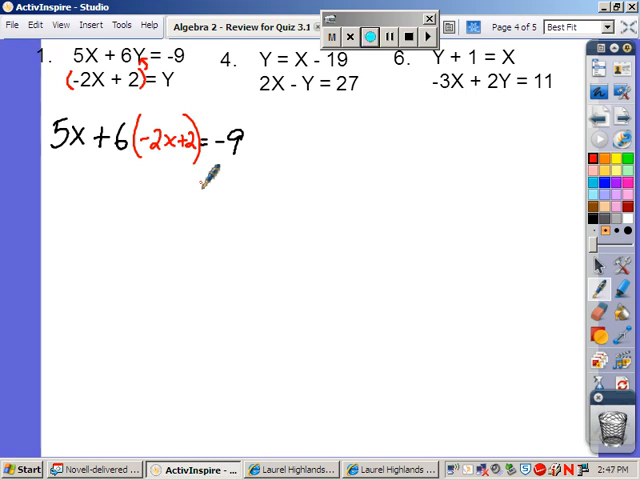It goes in parentheses because you need to remember to actually distribute this, because it was 6 times y, and y is all of this, so you got to make sure you take that 6 times all of this stuff. So it's going to be 5x, but in here I'm going to get minus 12x plus 12 equals negative 9. I have to do a little bit of simplifying here. These two are like terms, I can combine them together.